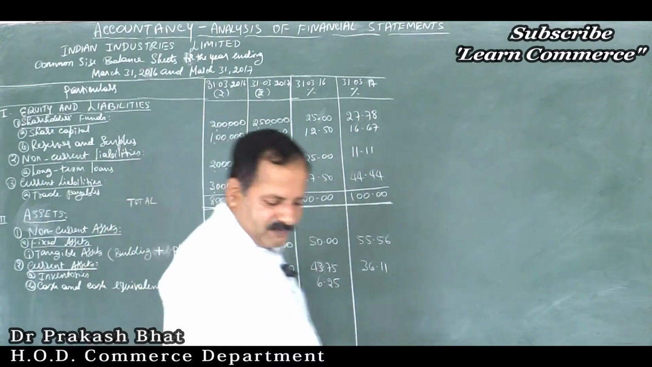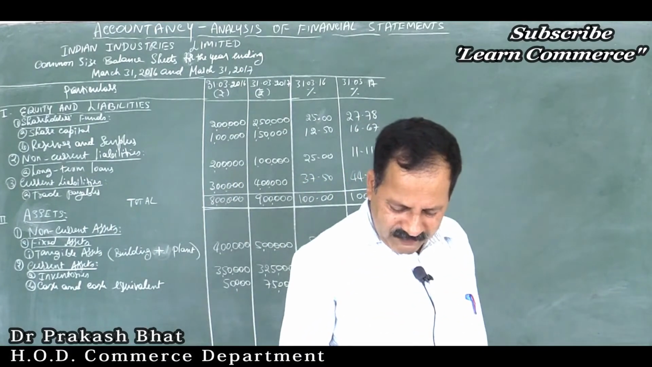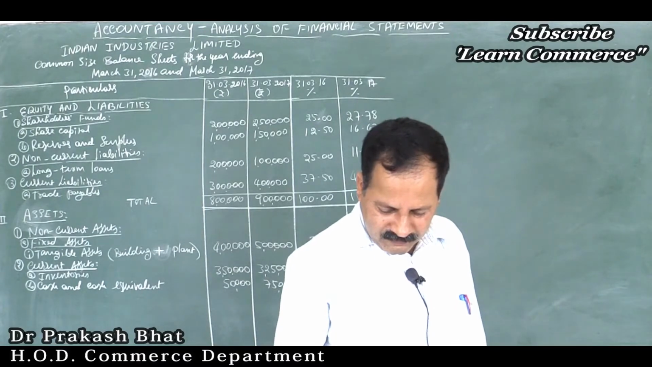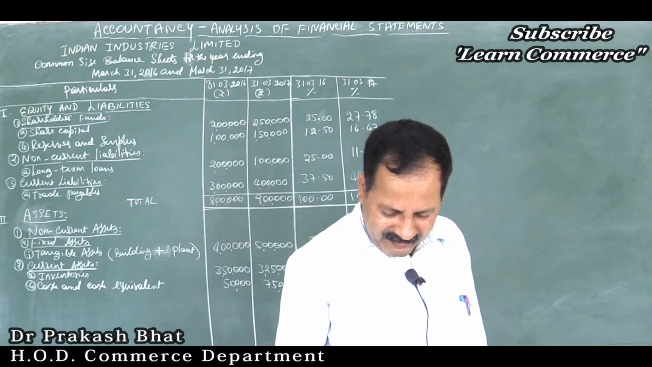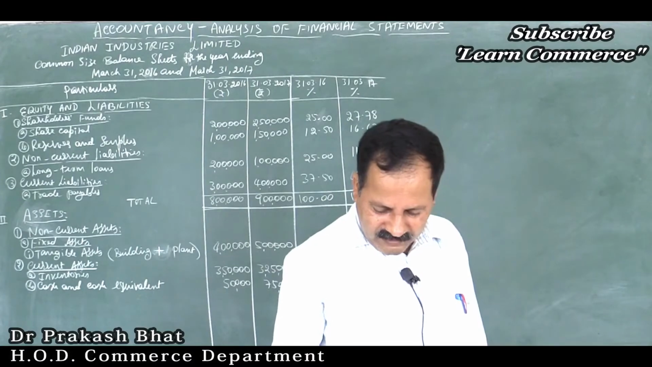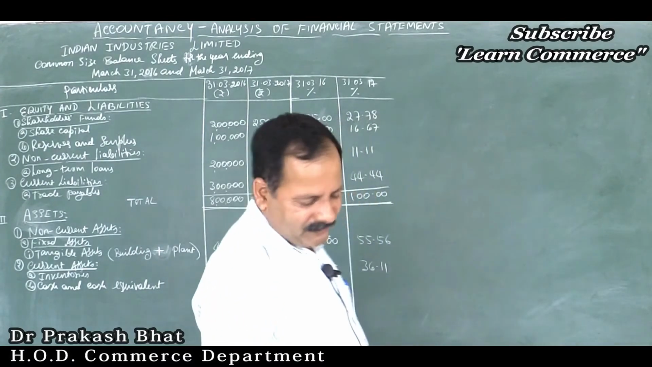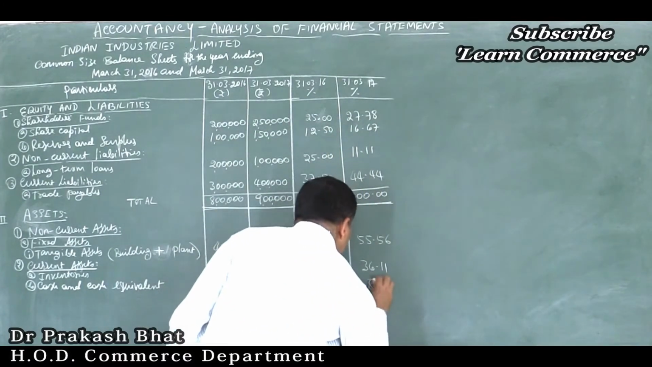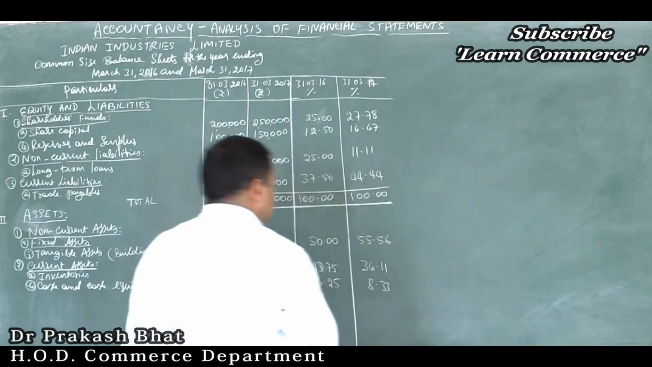Then 75,000 into 100 divided by 9 lakh, right? Calculate. 8.33. 8.33.